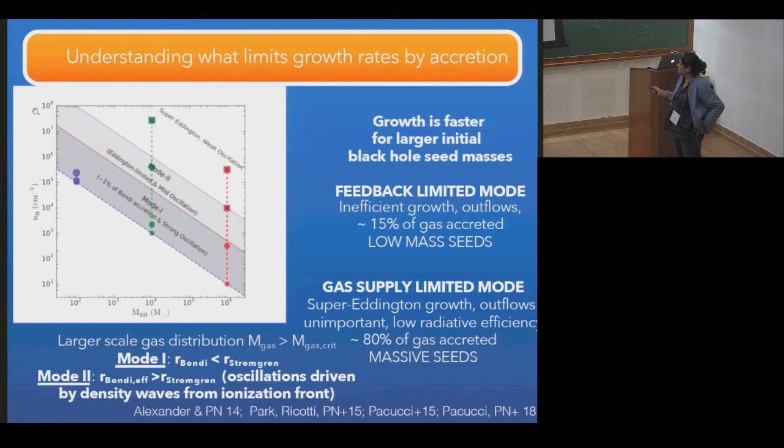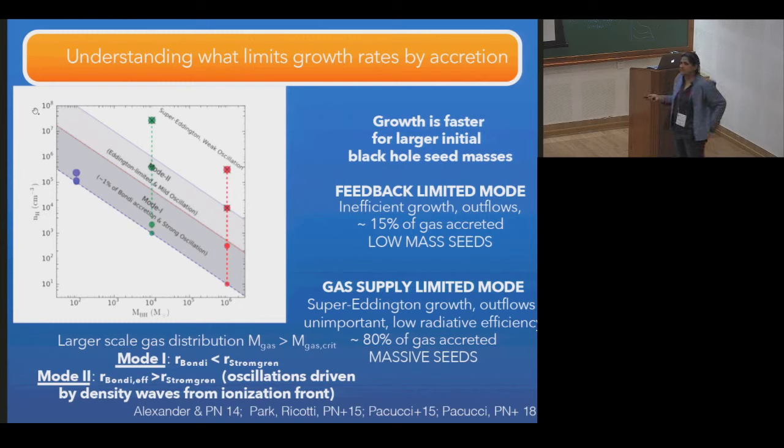And what you find is the feedback limited growth, that is the Eddington growth, okay? So the Eddington growth, the mass growth, is very inefficient, relatively speaking. You have lots of outflows. Only 15% of the gas actually even gets accreted. So the black hole is dribbling a lot in this case.